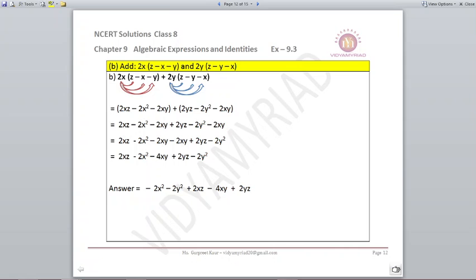Now all are written in a haphazard manner, so we will just rearrange it systematically. So your answer comes to minus 2x square minus 2y square plus 2xz minus 4xy plus 2yz.